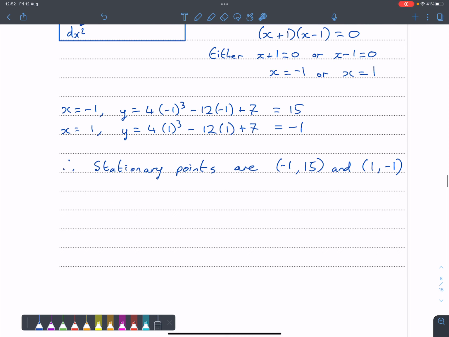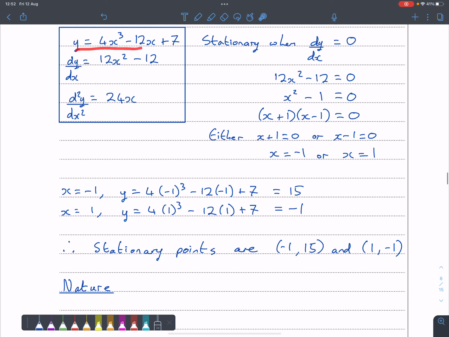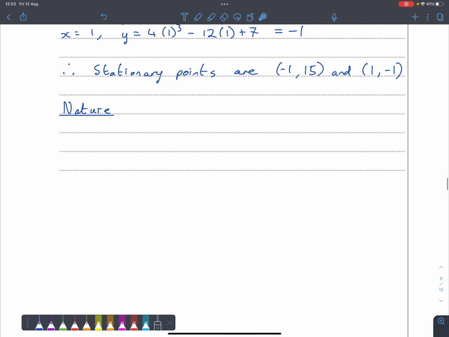In order to find the nature, we look at the second derivative. What we're trying to do is show whether they are a maximum or a minimum, or something called a point of inflection, which we don't have to worry about just yet. We should know the answer before we start, because y is a positive cubic, so this graph will go up, down, up. So the point further to the left, negative 1, 15, will be your maximum, and 1, negative 1 will be your minimum. We just have to prove this mathematically.